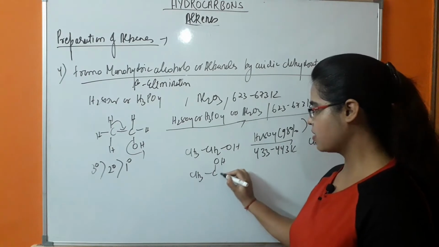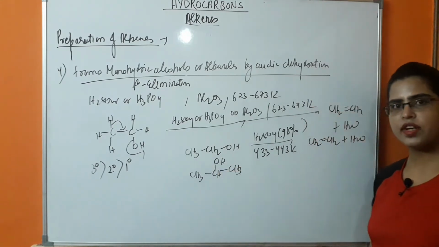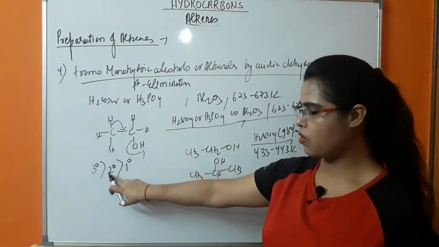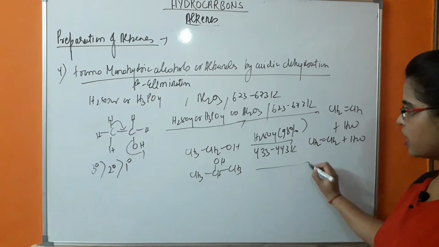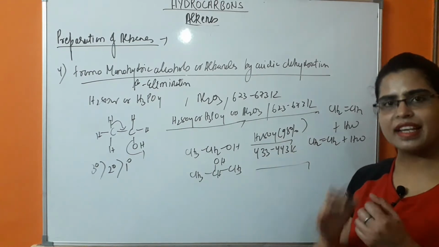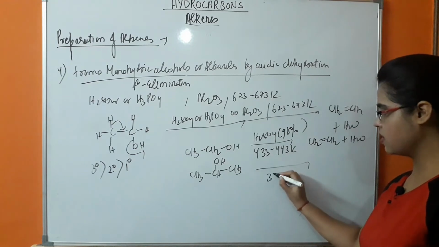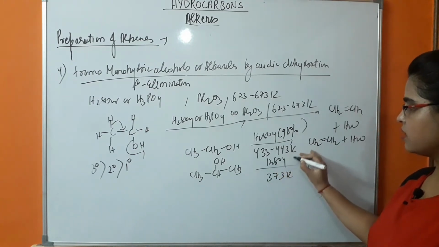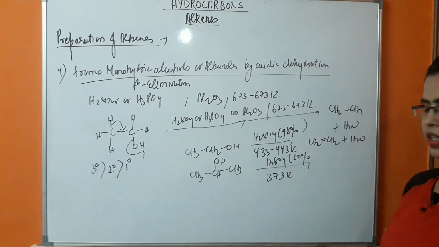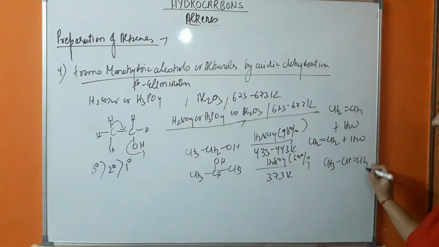If we take secondary alcohol, what will happen in this case? This is secondary alcohol. The secondary alcohol has high reactivity in comparison to 1 degree. So the concentration of H2SO4 taken will be less, and the temperature will also be decreased. 373 Kelvin temperature and H2SO4 is 60% concentrated. Then this will form CH3CH double bond CH2.